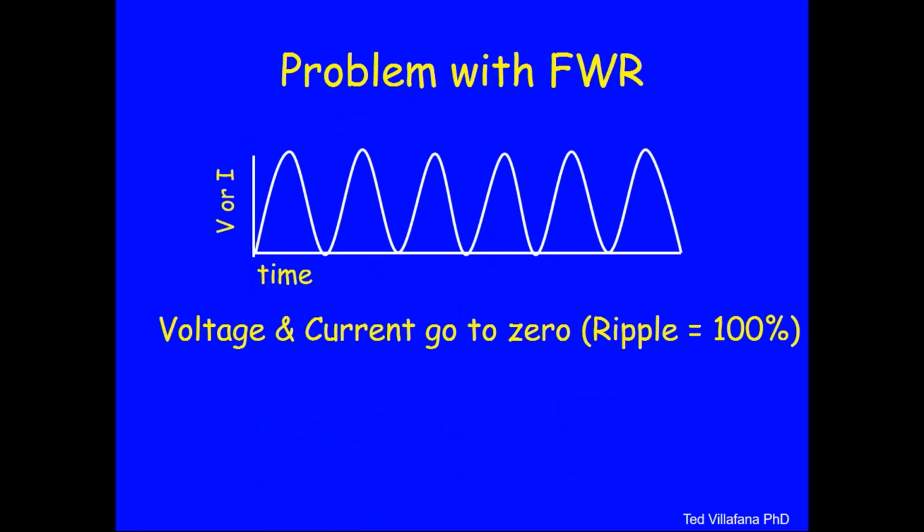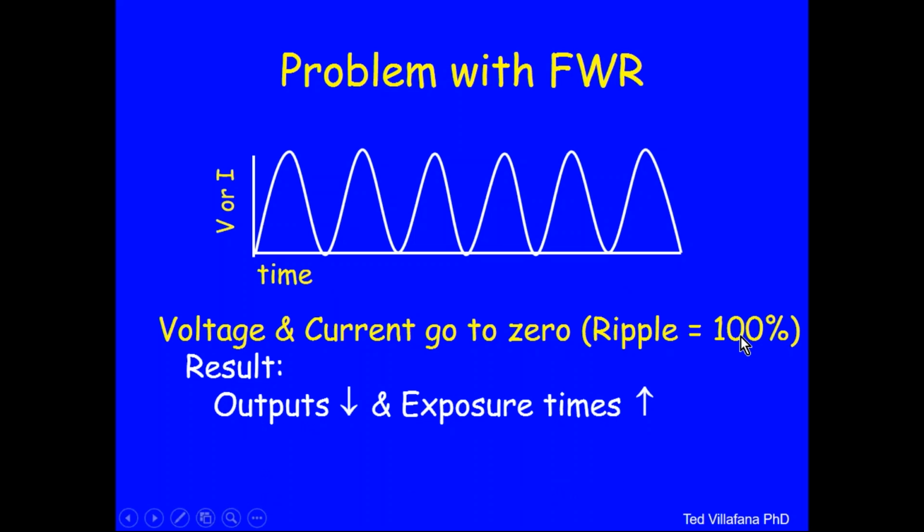Okay, but now let's start identifying the limitations of full wave rectification and why we want to go to something else. Voltage and current goes to zero. I've mentioned that. The ripple is 100%. Well, that means then that your outputs are going to go down.